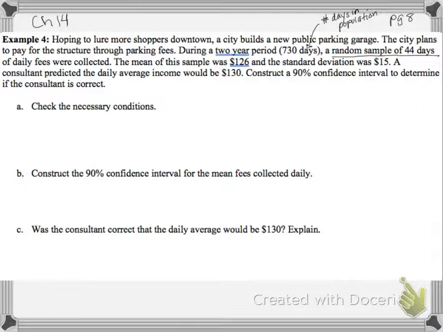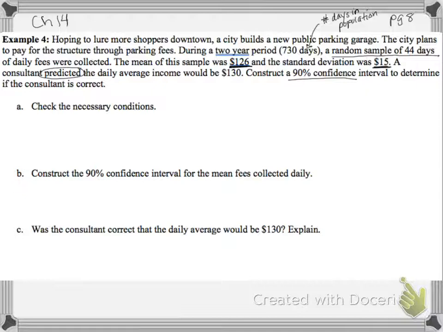Let's keep reading. It says the mean of the sample was $126 and the standard deviation was $15. A consultant predicted the daily average income would be $130. So that's predicted. So that's just a guess. Construct a 90% confidence interval to determine if the consultant is correct. Okay, so let's go ahead and check the conditions and then we'll make our interval.